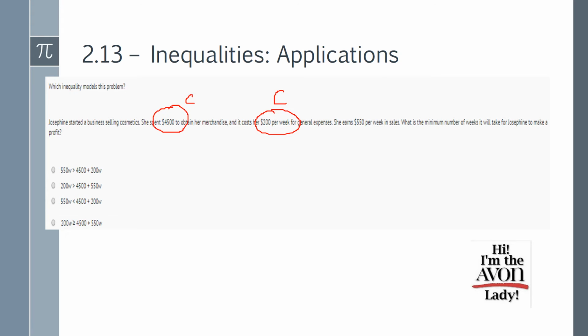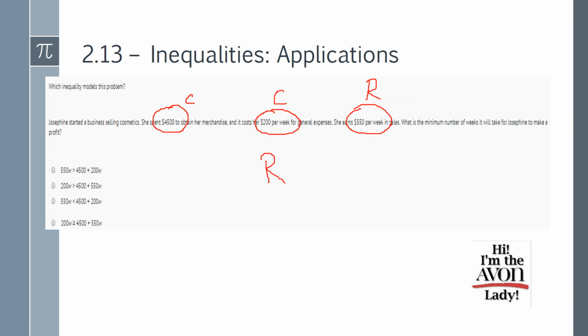So the first cost, the $4,500, is a flat fee. It's not per week. It's just $4,500. But the $200 is per week for her general expenses. I don't know what that means. I guess she has to drive places, etc. So that's a cost. And then she earns $550 per week. So that's her revenue.